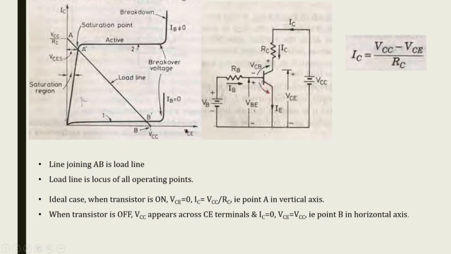So this is our load line. In the ideal case, when the transistor is on, the VCE will be 0, the collector-emitter drop will be 0. In that case, point A is VCC by RC, and this is the load line point. In the off state, in the ideal case, IC will be 0, there is nothing else at the input, and at that time VCE will be equal to VCC. This is the VCC. So this is the load line.